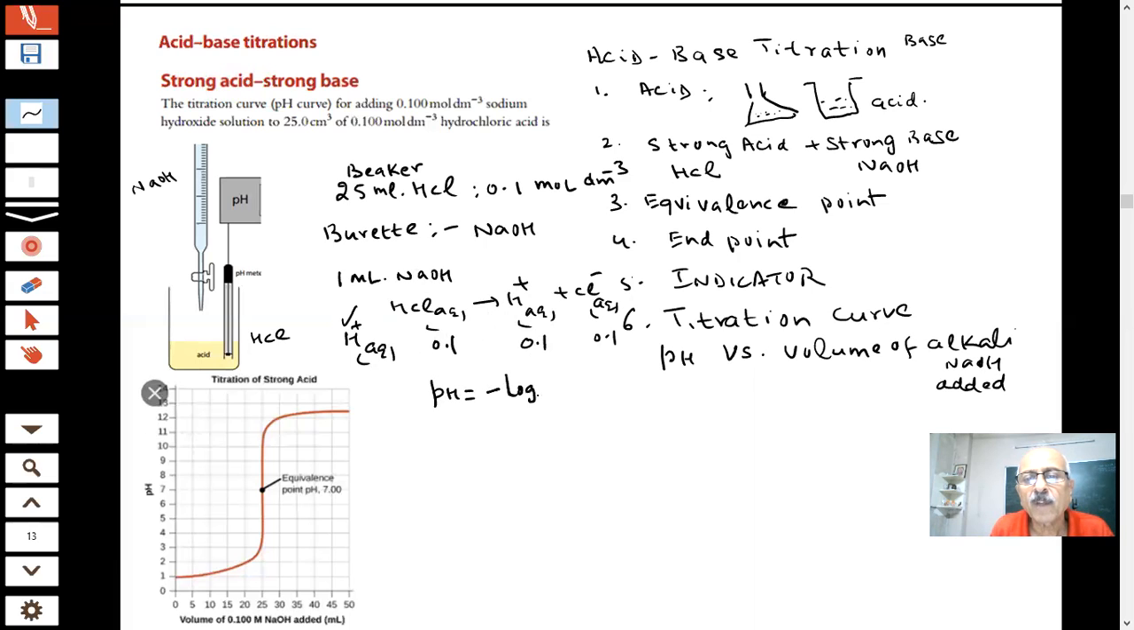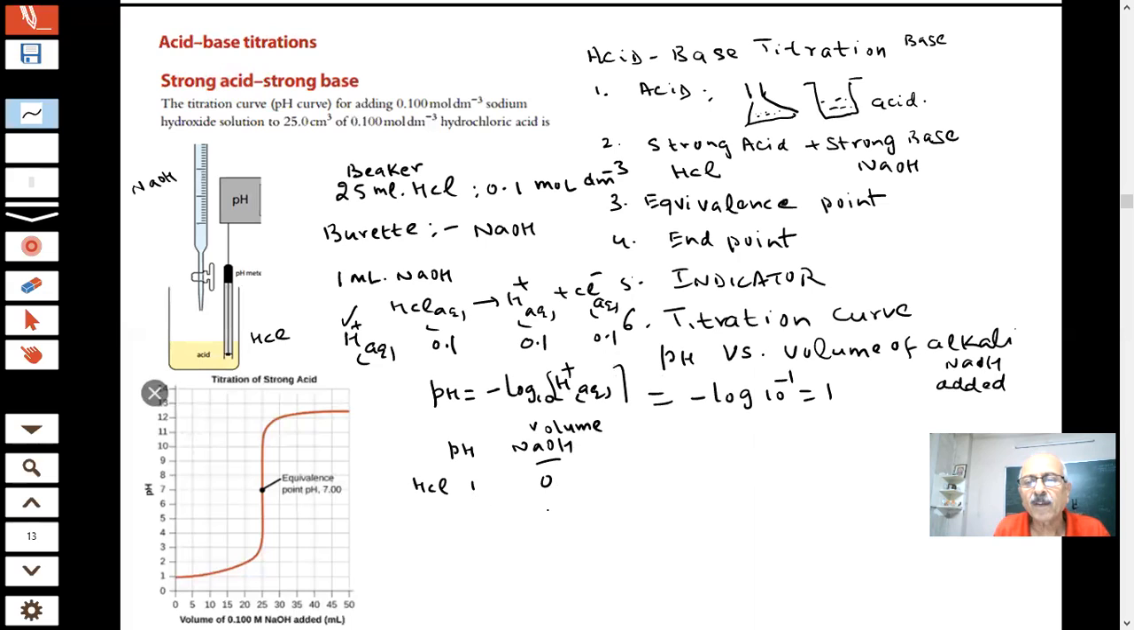Minus log to the base 10 of H plus. If you have 0.1 molarity, then what will be the value? Minus log of 10 to the power minus 1, that will come to be 1. So the pH of HCl at the starting time is 1, and the NaOH volume is 0. When I have added 0, the pH is 1.